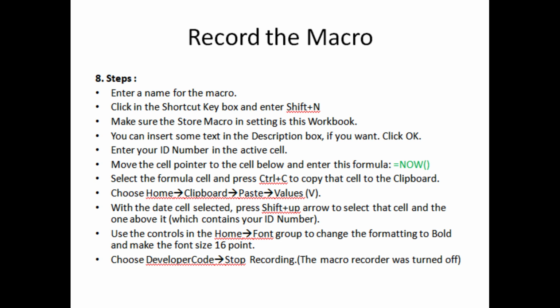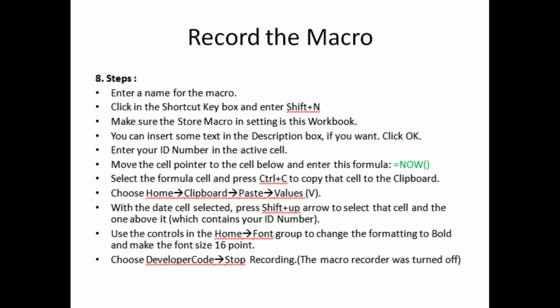Step 6. Click in the shortcut key box and enter Shift+N. Step 7. Make sure the Store macro in setting is This Workbook. Step 8. You can insert some text in the description box if you want. Click OK. Step 9. Enter your ID number in the active cell. Step 10. Move the cell pointer to the cell below and enter this formula, =NOW().